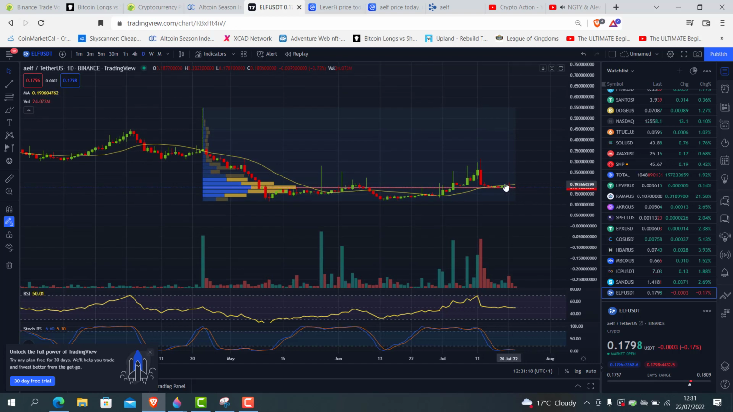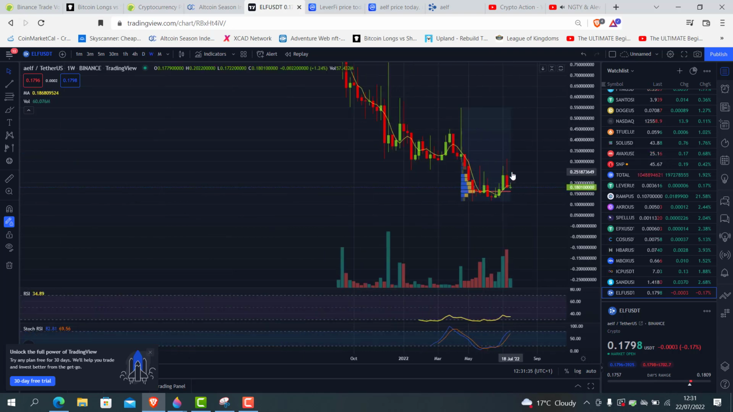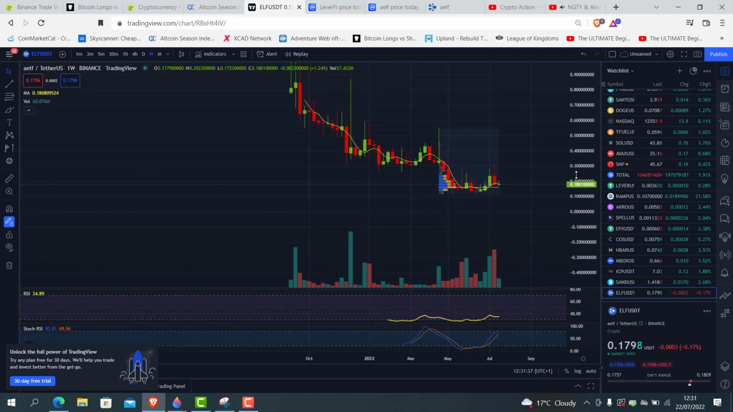And soon, if we break this 200 MA, which is let's say 20 cents, it will go up. All right. And I believe, guys, the next target will be 54 cents, all right? 54, 55 cents. So let me know what you think.